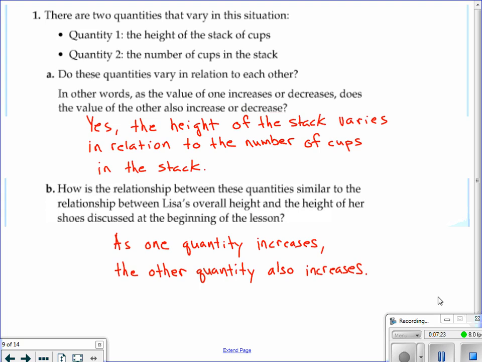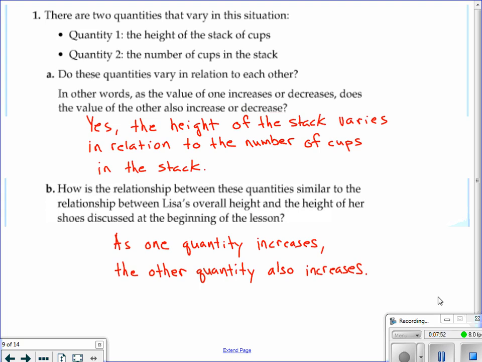And then part A is asking, do these quantities vary in relation to each other? So what they're asking there is, as one of them increases or decreases, does the value of the other also increase or decrease? And the answer is yes. The height of the stack varies in relation to the number of cups in the stack. The more cups that are in the stack, the higher the height of the stack will be. Less cups, the lower the height of the stack is.